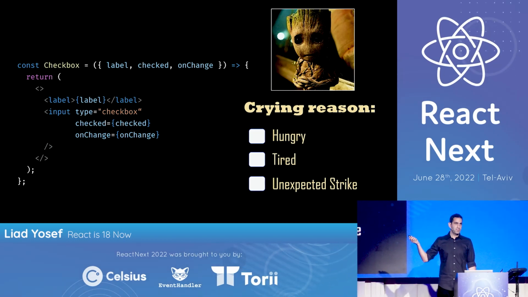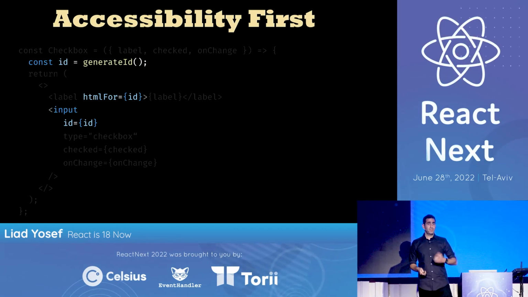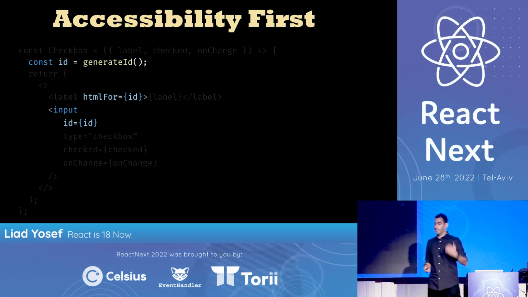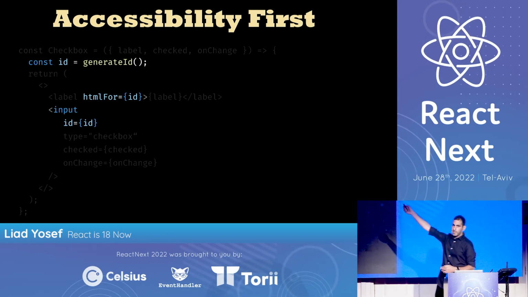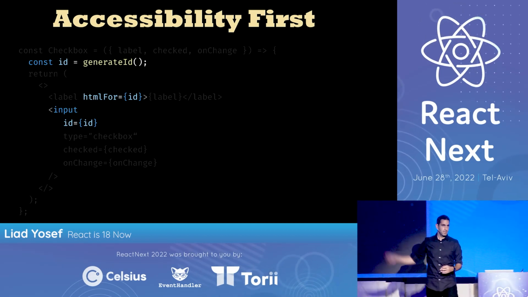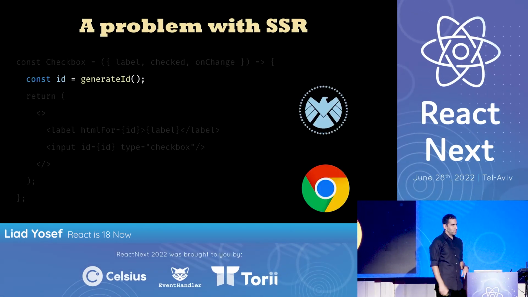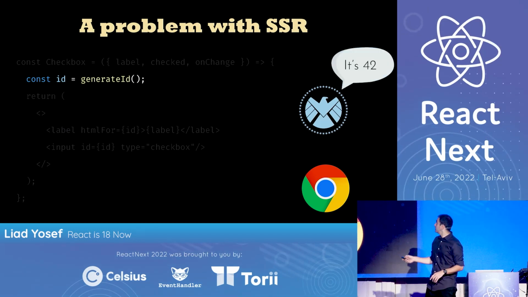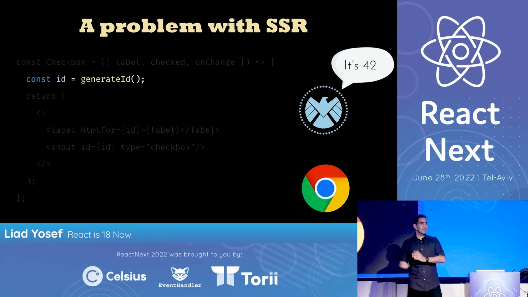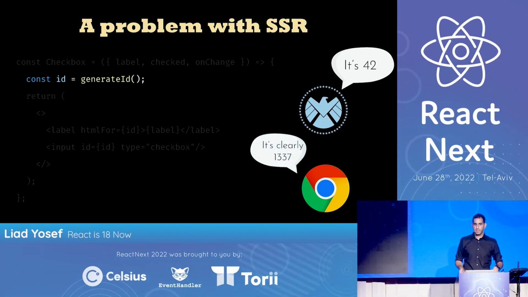And accessibility first. So if you build a checkbox component, you want to have some sort of a common ID for the label and the input of the checkbox, right? So you do something like that. You do generate ID, then you give the same ID for the label and the input, but then you'll have a problem with SSR. Because when you run this code in the server, it will say, that's one ID. And when you run the same code in the client in hydration, the client will generate another random ID.